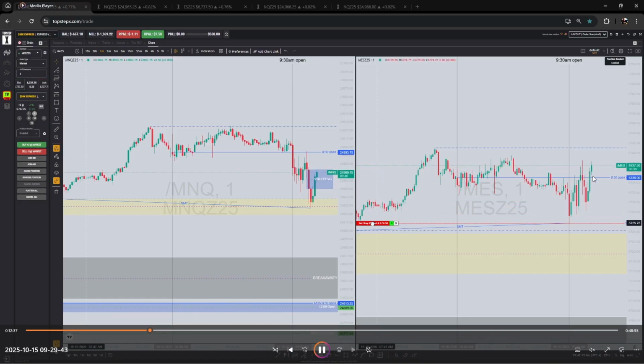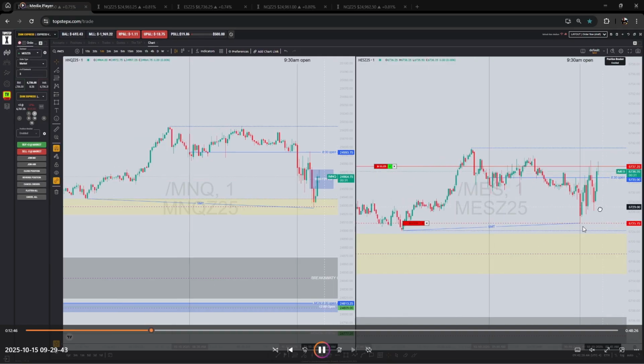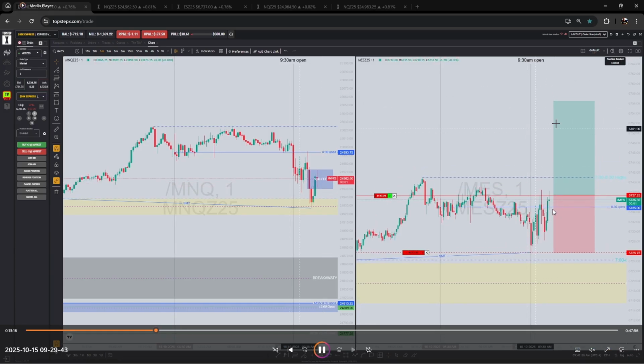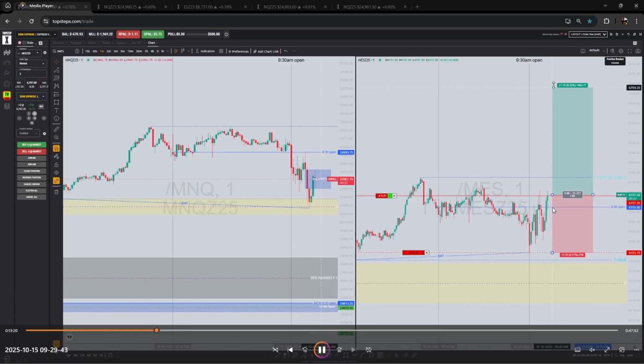As NQ was displacing, I took 3 contracts with my stop below the SMT, the higher low on the SMT. It would have been the lower low on ES. So as you can see, NQ took the lows, ES didn't. So I took my trade on the stronger pair, which was ES, looking for 1 to 2 RR.